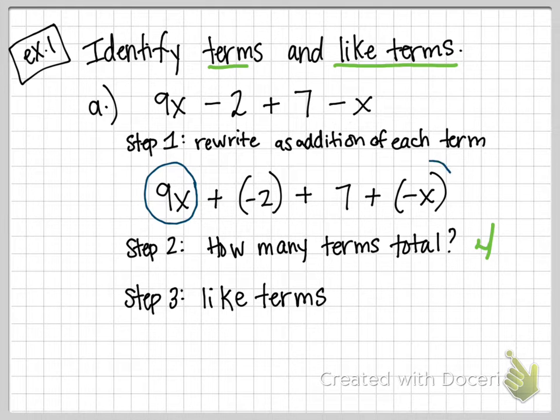Which terms contain an X? 9x and negative x. These are like terms because they both contain an x and the x is raised to the same power. It's not an x squared in one and only an x in the other, or an x cubed in one and an x squared. They're both just 9x or negative x. So these are like terms, 9x and negative x. Lily. Doesn't matter if one's negative and one's positive. It only matters that they're the same variable, so they're both x, and they're both taken to the same power.